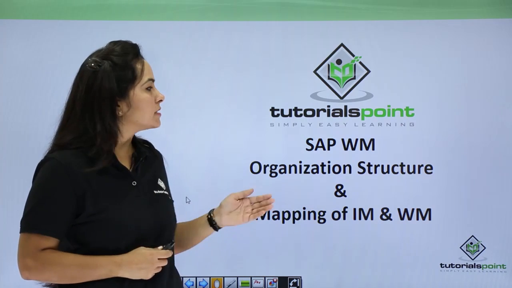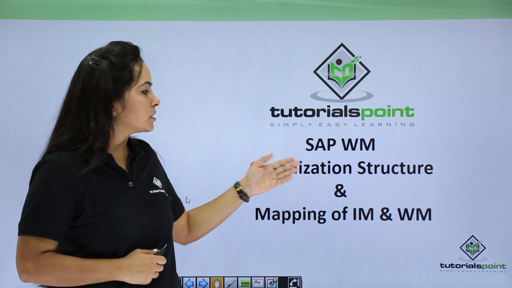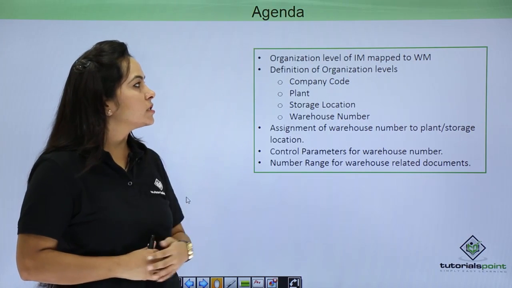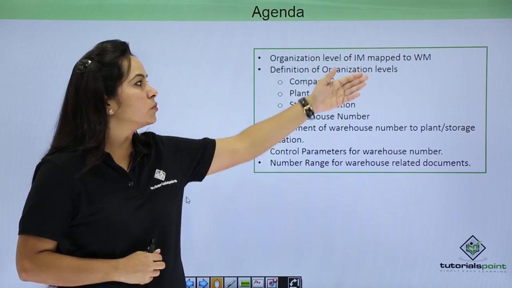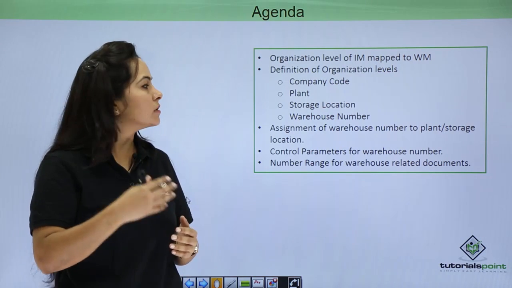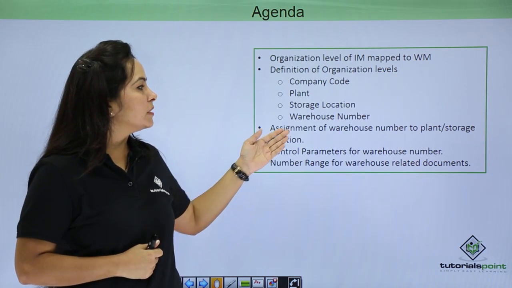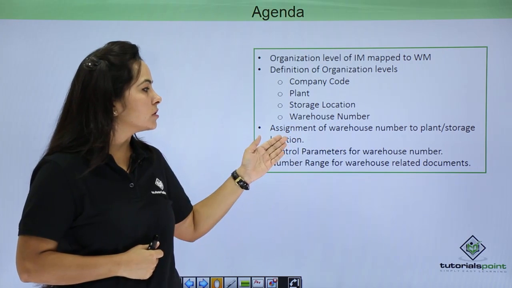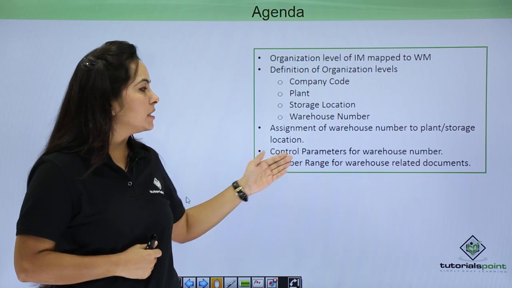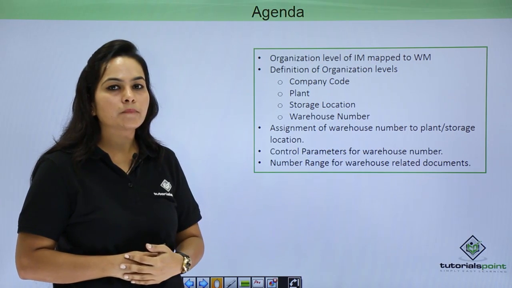In this session, we'll discuss SAP WM organization structure and mapping of IM and WM. So the agenda of the session is: organization level of IM mapped to WM, definition of organization levels like plant, storage location, warehouse number, then assignment of warehouse number to plant and storage location, then control parameters for warehouse number, then number range for warehouse related documents.